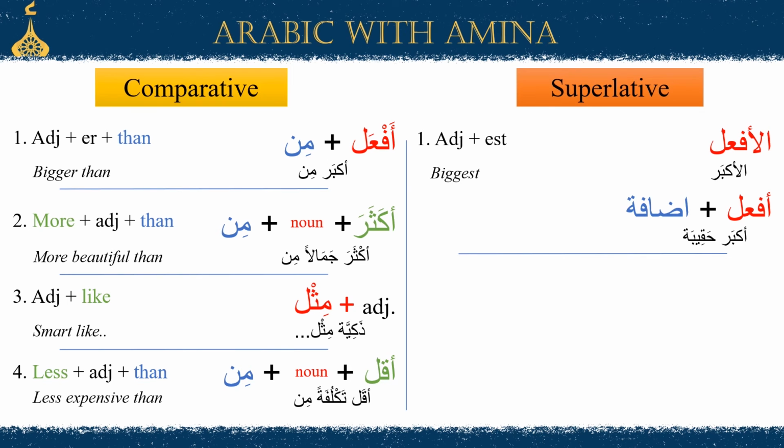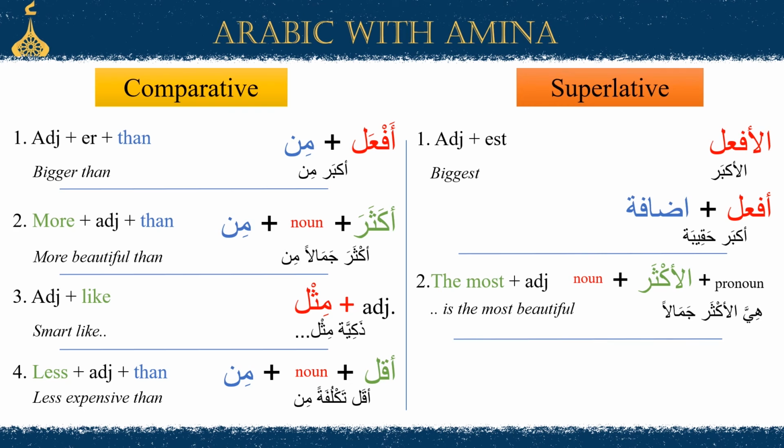The second way we can use superlative adjectives in English was using the word the most followed by an adjective. In Arabic, we had a pronoun followed by the word al-akthar followed by noun. So, is the most beautiful. In Arabic, we would say هي الأكثر جمالا.